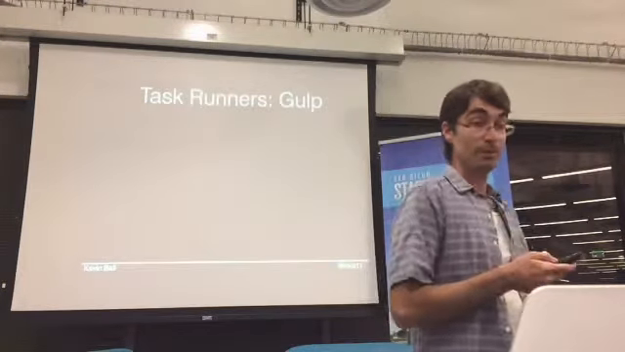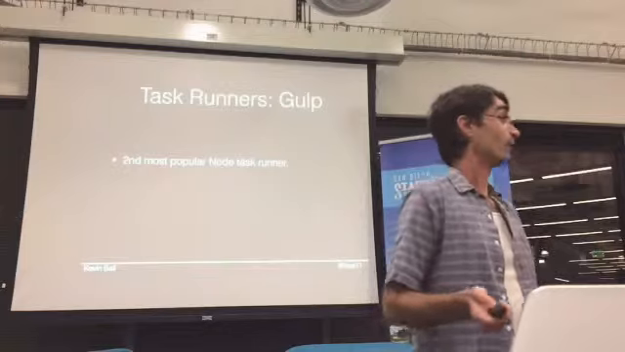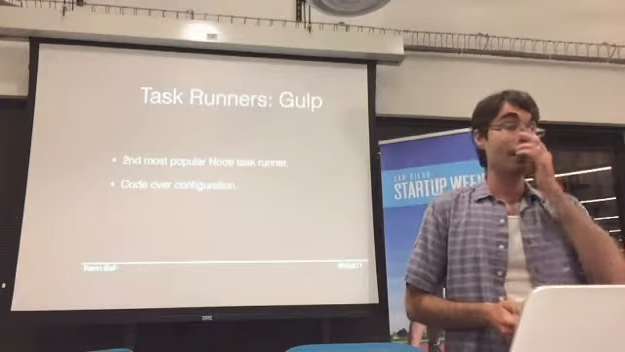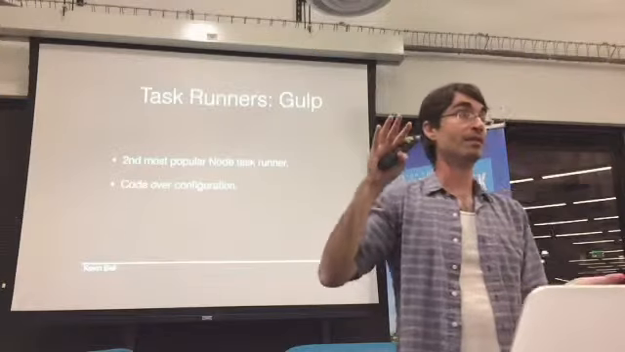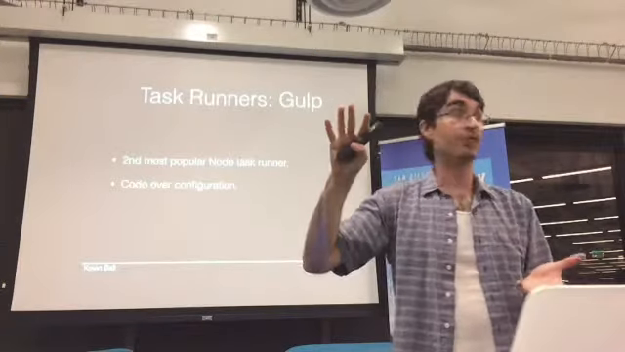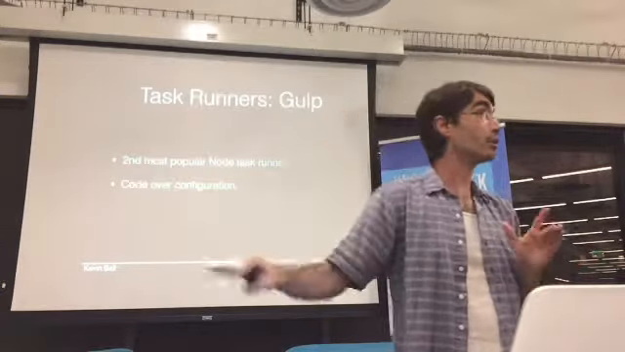Next one is Gulp. Gulp is the second most popular Node task runner. They take an approach of code over configuration. So rather than having this massive JSON configuration object, you're going to write code that is explaining what it is that your tasks should be. And the communication between tasks is really as pipes rather than files.